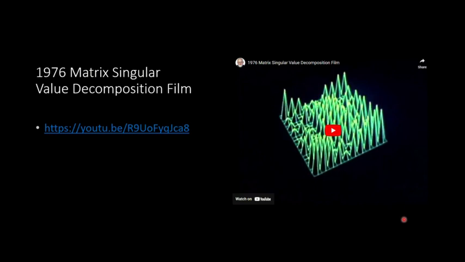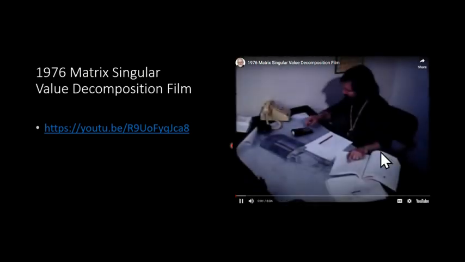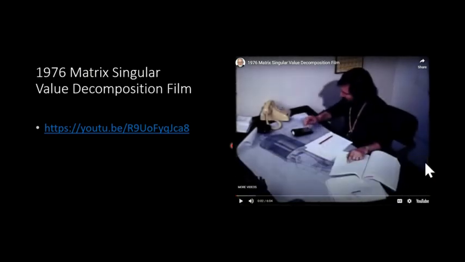Okay, we jump to another decomposition method. This is 1976. This old gentleman here is the inventor of MATLAB. His name is Professor Cleve Moler, and he's the founder of MathWorks. So this is about SVD and its significance.